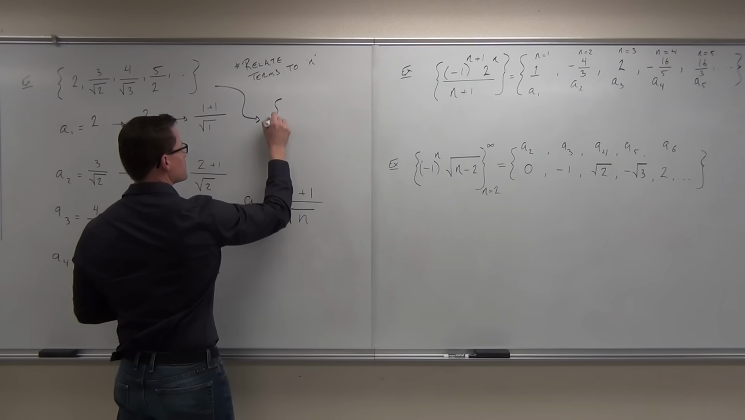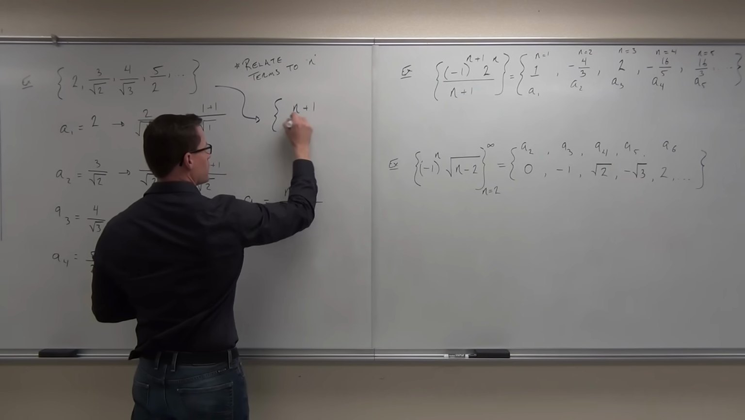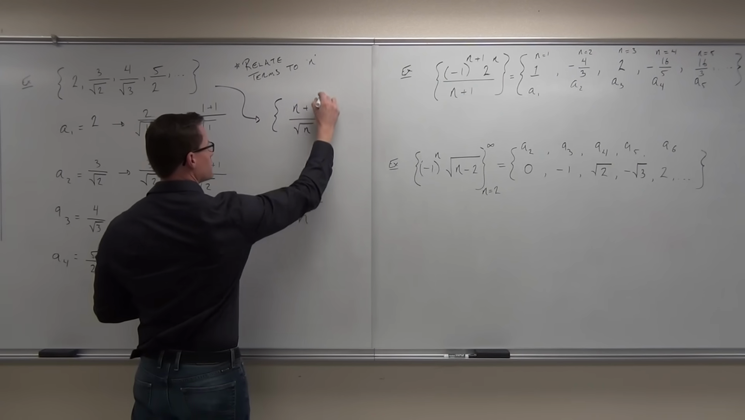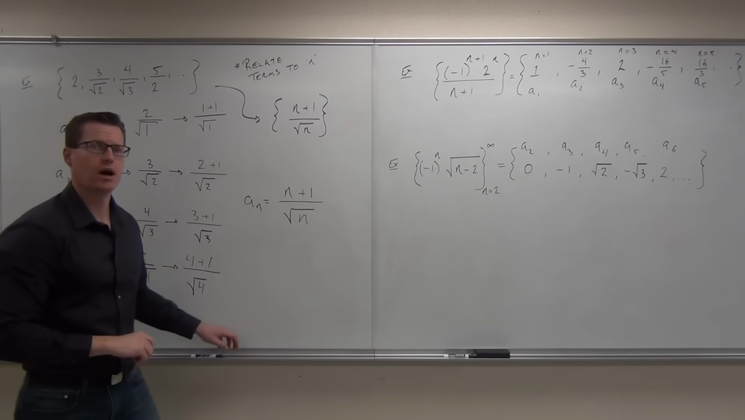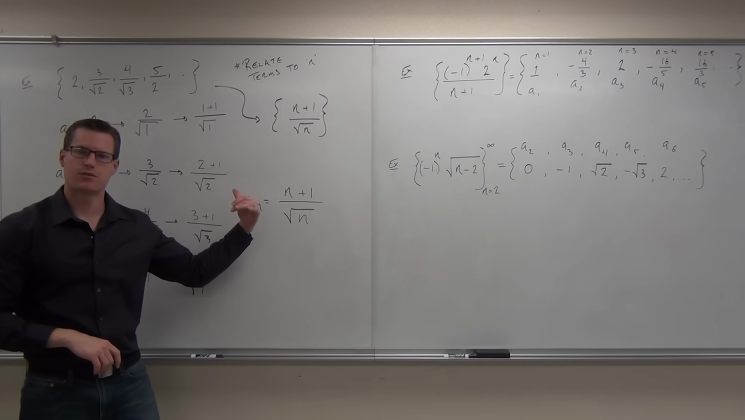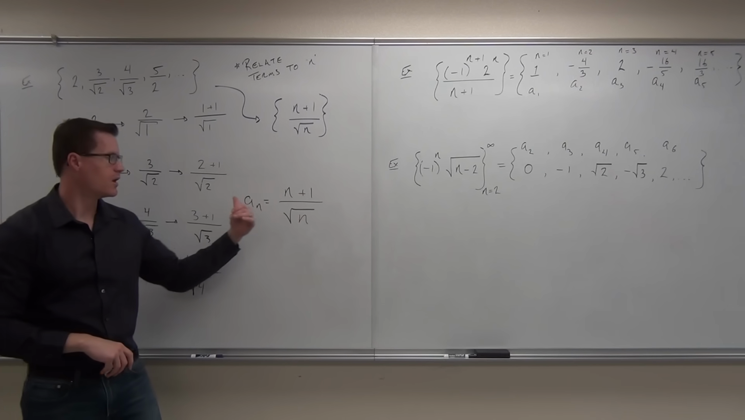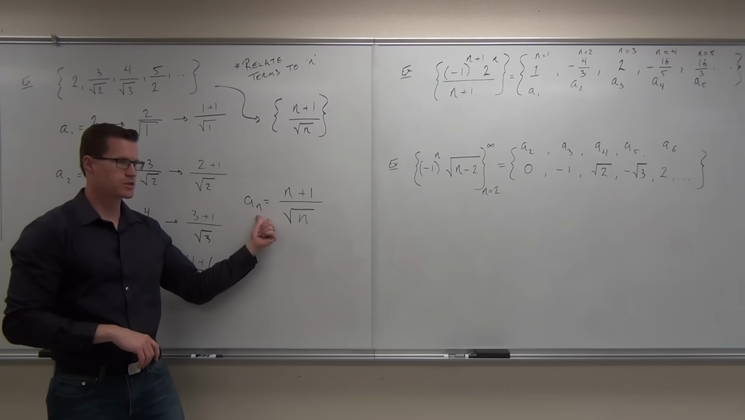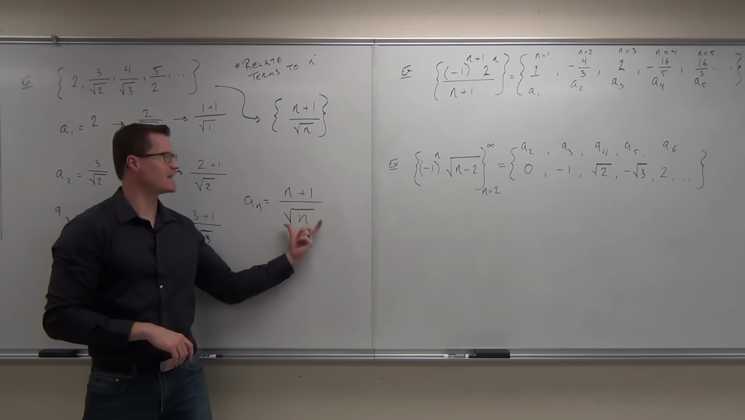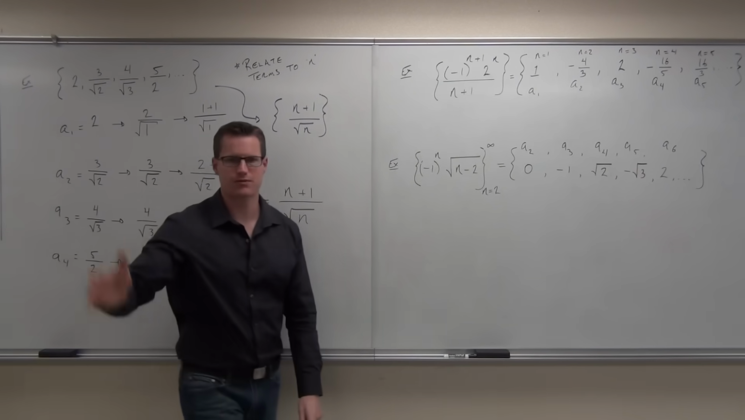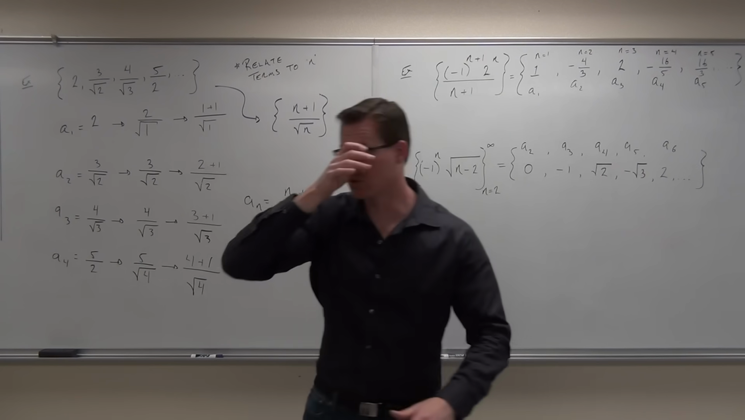This is the sequence, n plus 1 over square root of n. The way that we do that, we say, hey, if we continue this pattern forever, every term is going to be given by this. This is the formula for every single term. That is the formula for our sequence. Show of hands if you understand that. Cool. You want to try another one?